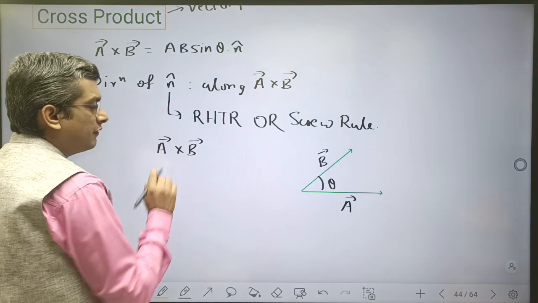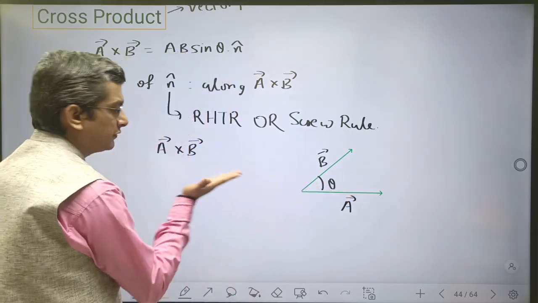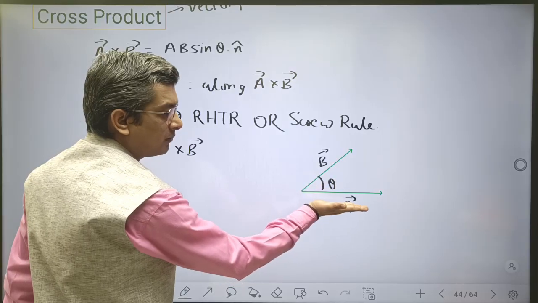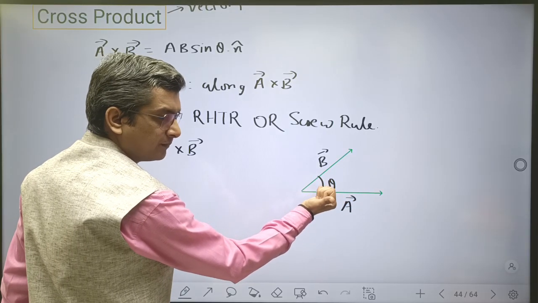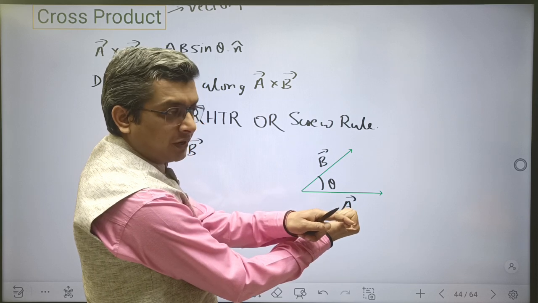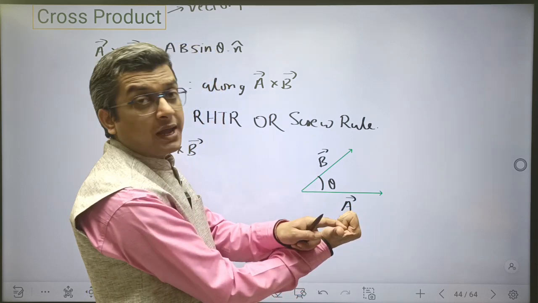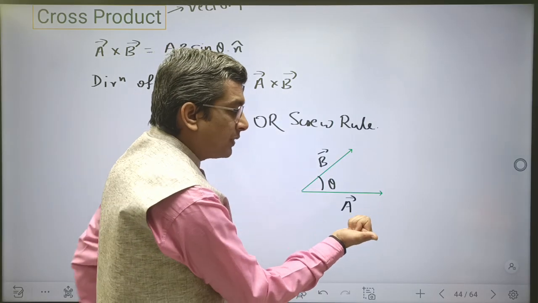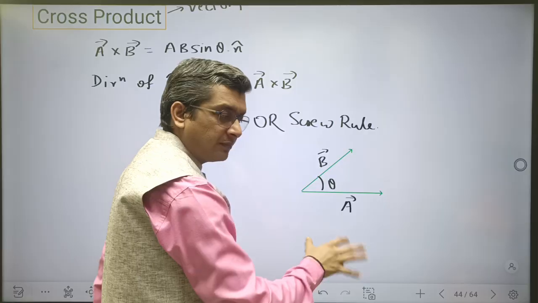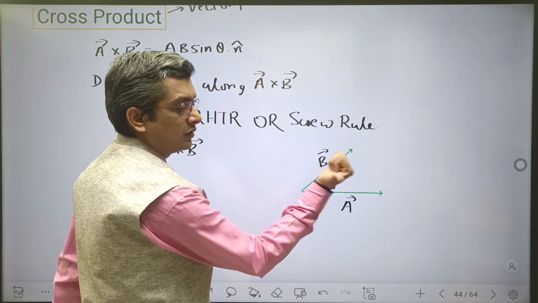So first vector is A vector. So stretch the fingers of the right hand along the first vector, that is A vector. Then curl the fingers towards B. So I am curling the fingers towards this B, isn't it? Then the stretched thumb will give the direction of A cross B, or you can say the direction of n cap. So this stretched thumb will be perpendicular to the plane of the board in which vectors A and B lie, and outward from this board, because we are taking A into B, isn't it?